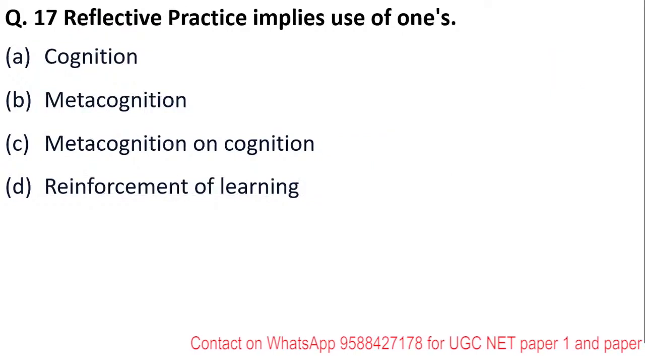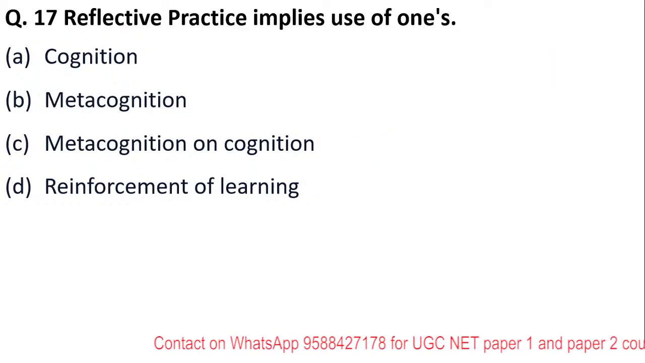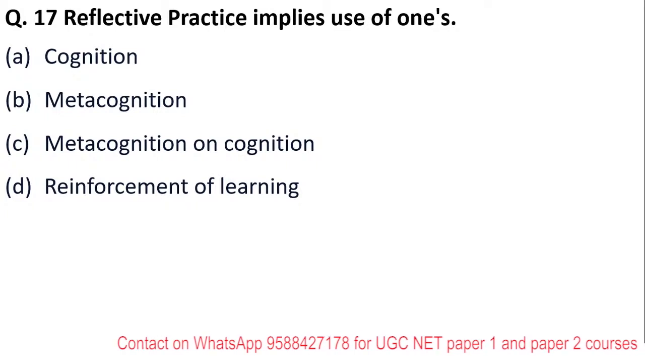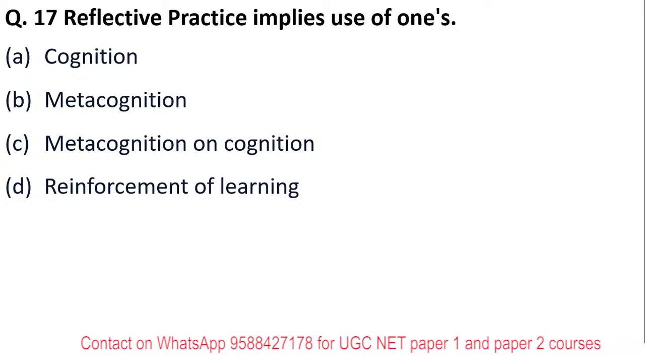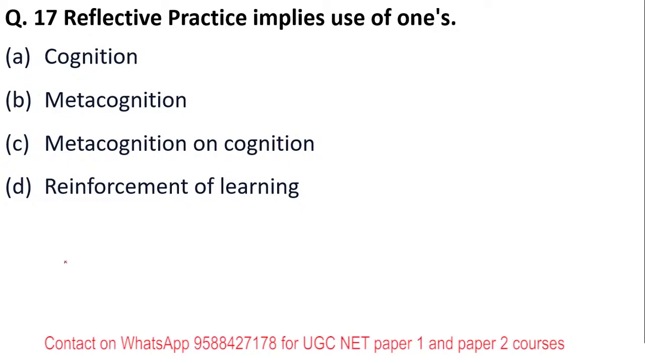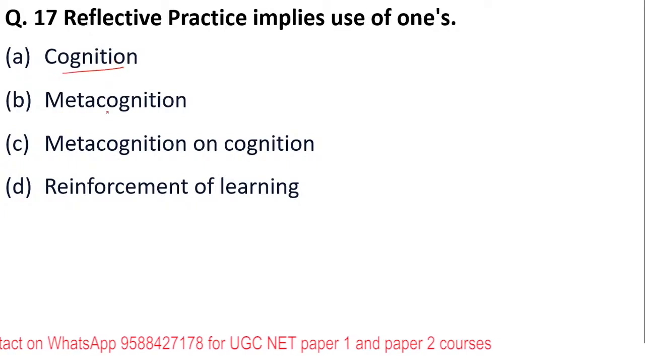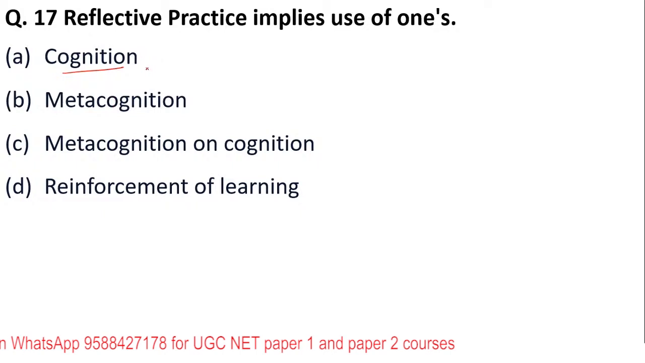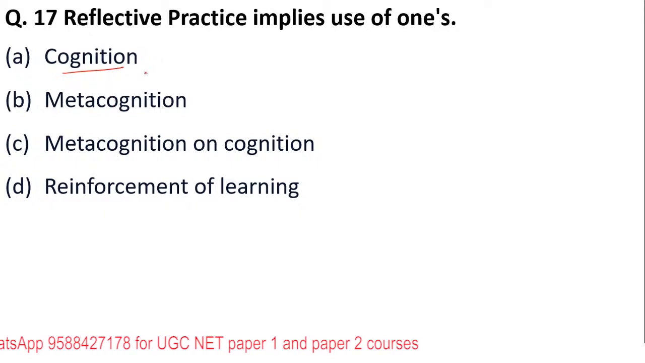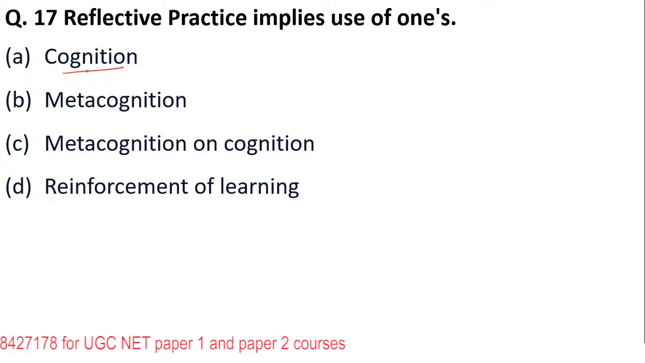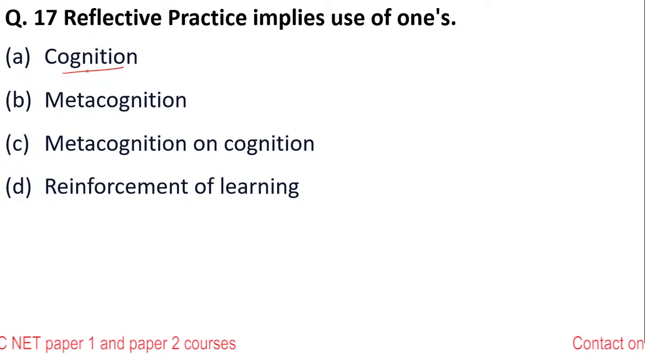Reflective practices imply use of one's cognition, metacognition on cognition, or reinforcement of learning. Cognition is related to applying or analysis. All that comes in cognition, while reflective practices imply use of one's metacognition. Metacognition means thinking about thinking.